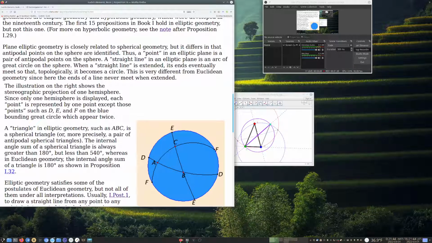A triangle in elliptic geometry, such as ABC, is a spherical triangle, or more precisely, a pair of antipodal spherical triangles. The internal angle sum of a spherical triangle is always greater than 180 degrees, but less than 540 degrees. Weird. Whereas in Euclidean geometry, the internal angle sum of a triangle is 180 degrees, as shown in proposition 1.32. Elliptic geometry satisfies some of the postulates of Euclidean geometry, but not all of them under all interpretations.